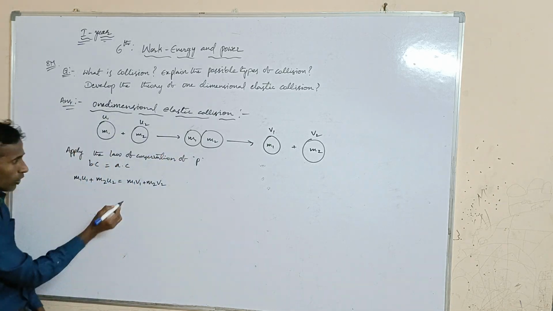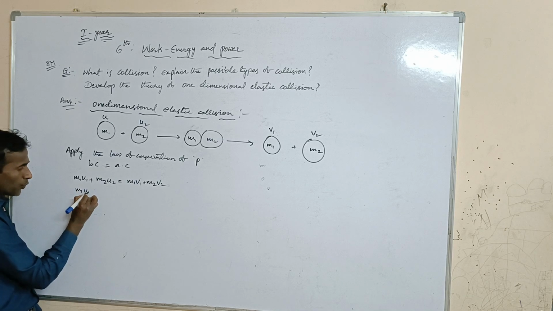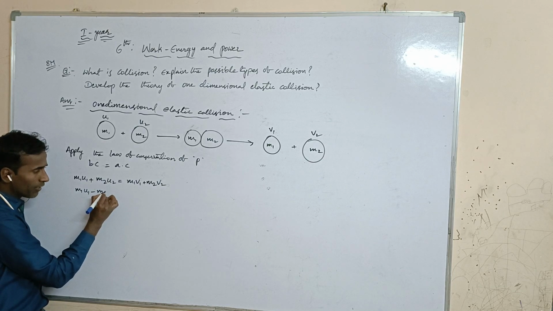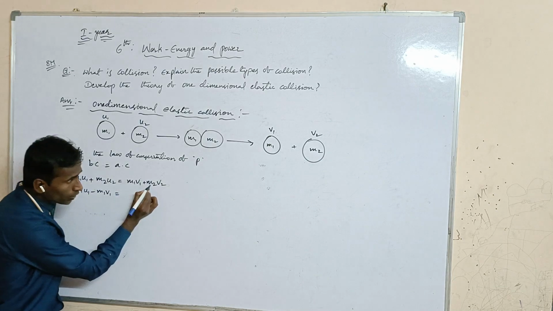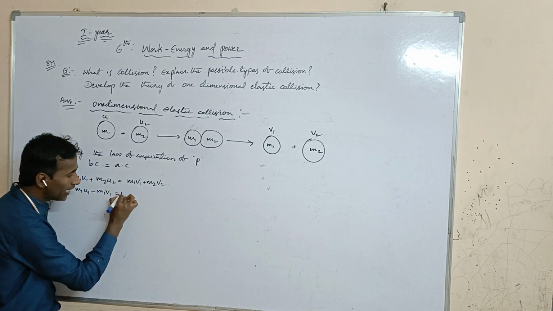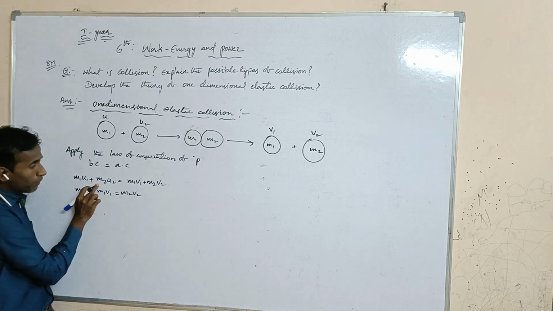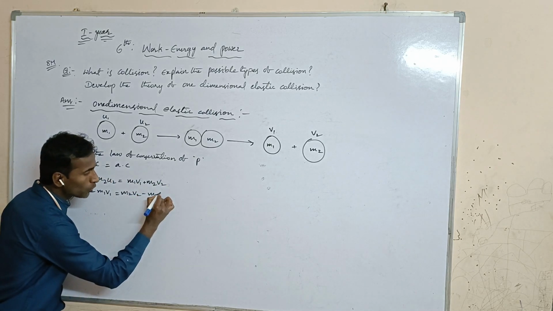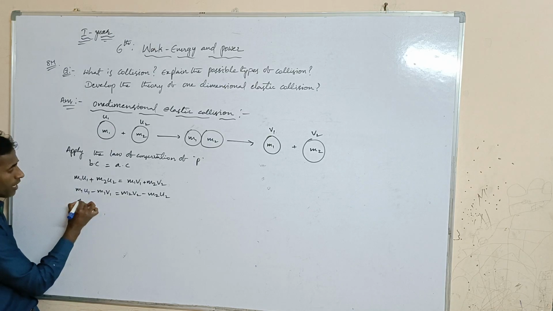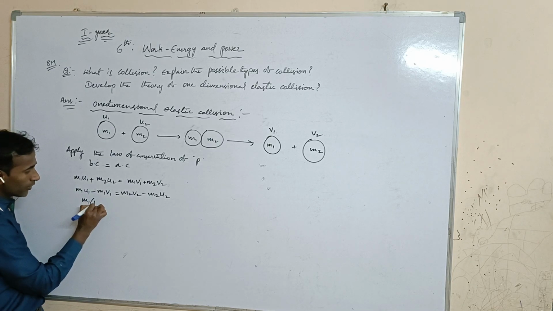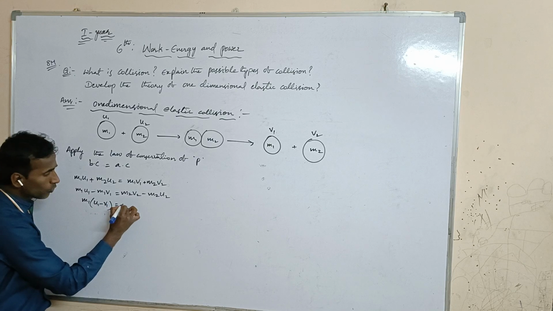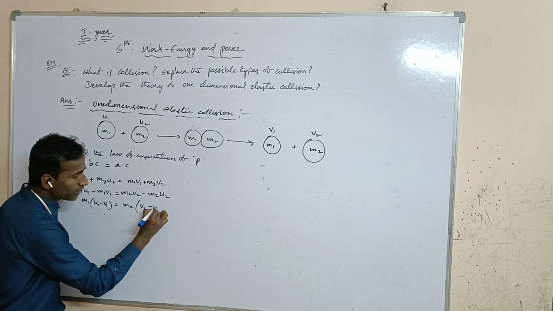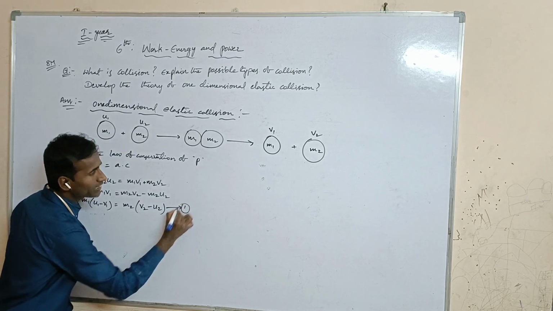Now you have to put the M1 values together and the M2 values together. So you will get M1 U1, plus M1 V1 you bring to this side, it becomes minus M1 V1, is equal to M2 V2 as it is, plus M2 U2 goes to that side, minus M2 U2. Now take out the common M1, the remaining value is U1 minus V1, is equal to, take out the common M2, the remaining values V2 minus U2. Right? This is equation number 1.